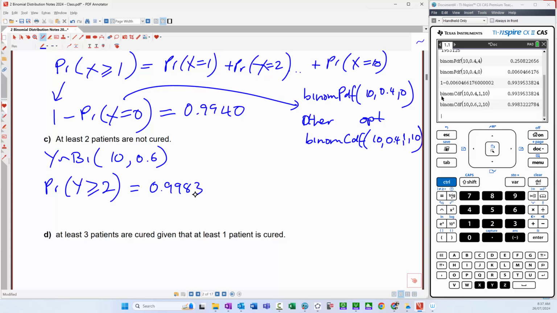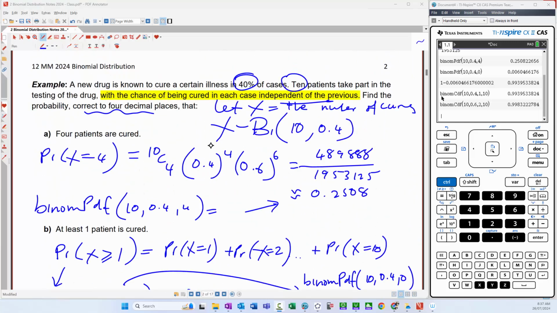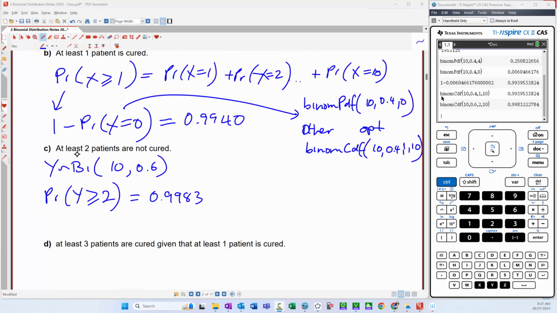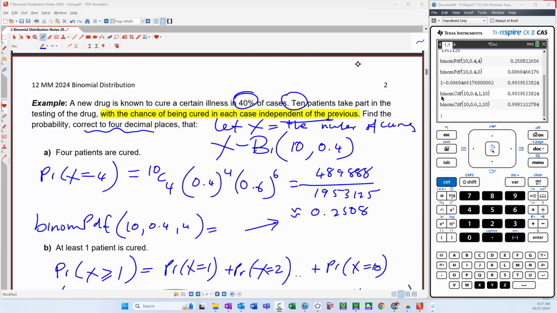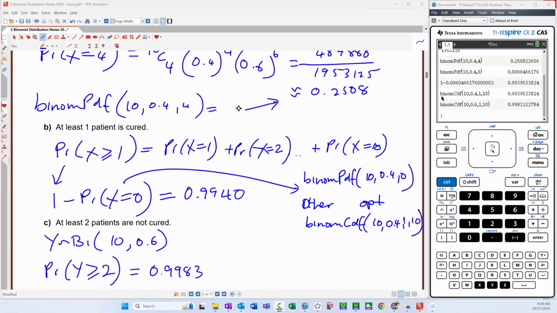So the chance of at least 2 patients not being cured is very high. In fact, it's suggesting that the chance is 0.9983. What I try to do is make sure that that kind of makes sense in context. So a new drug is known to cure a certain illness in 40% of cases. So again, I think logically, what's the probability of at least 2 patients not being cured? Pretty high, given that the cure rate is 40% or 0.4. So that does make sense.